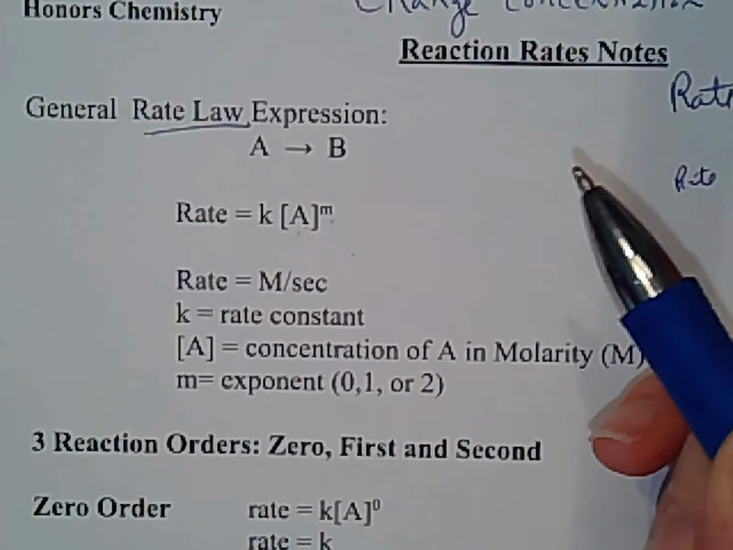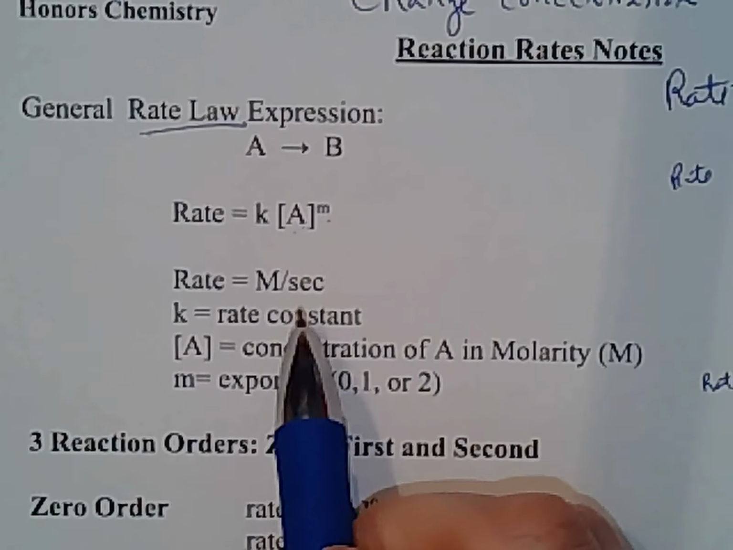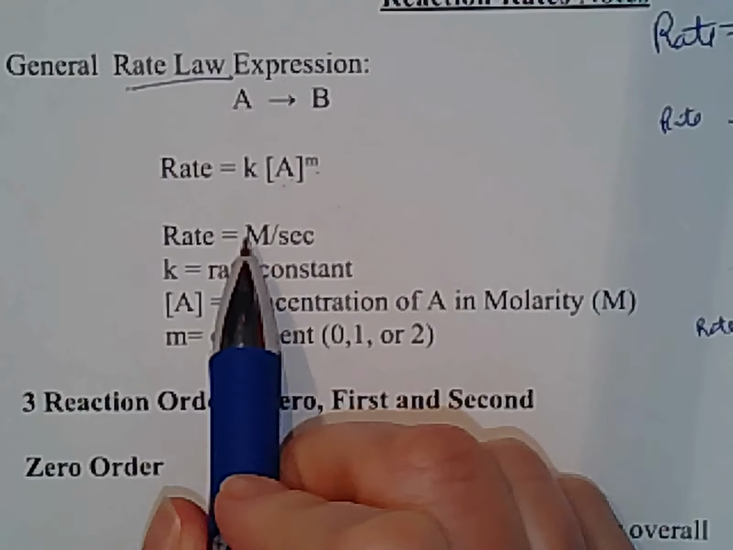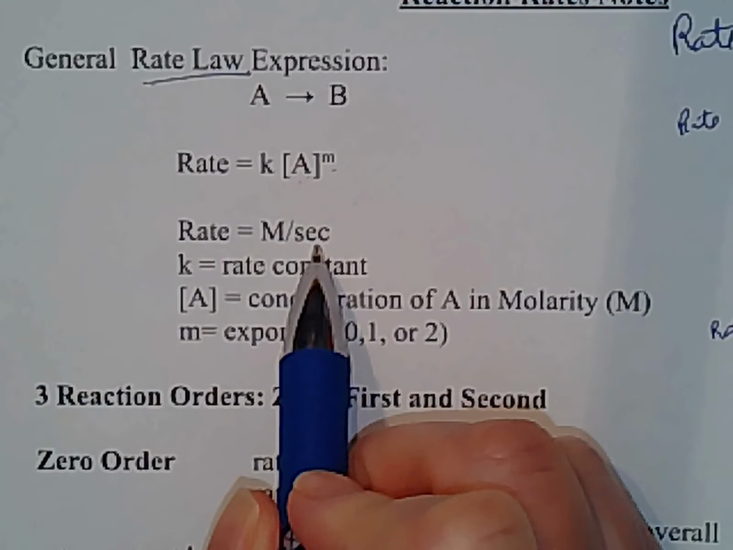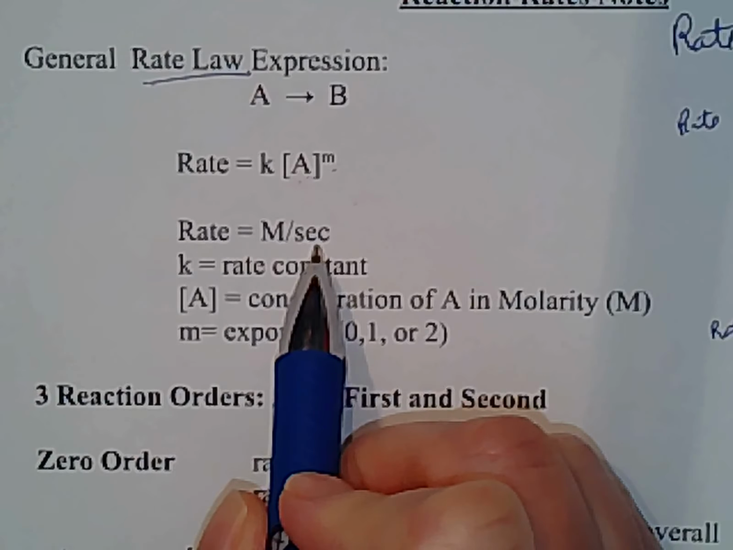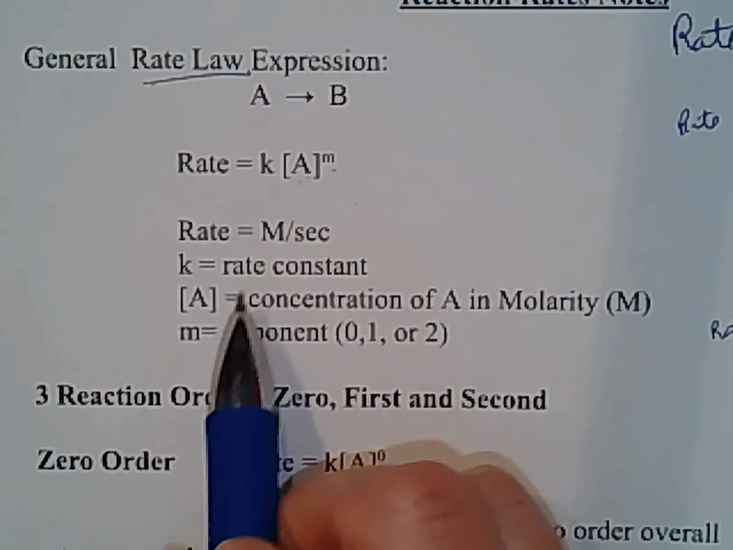I don't know why they start with the letter m, but we don't start with A or anything like that. So we know that for a chemical reaction, rate is going to be molarity over time. So let's say it's molarity over seconds. It could be molarity over minutes. It doesn't really matter. K, little k, is called a rate constant.